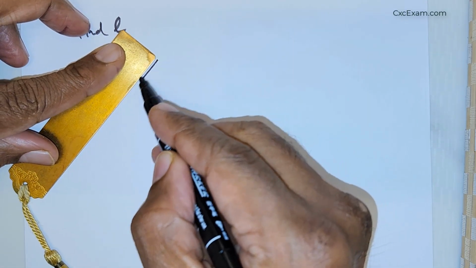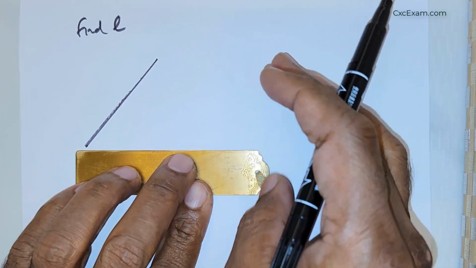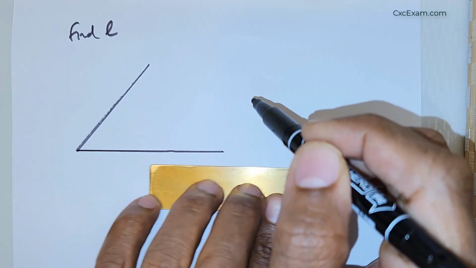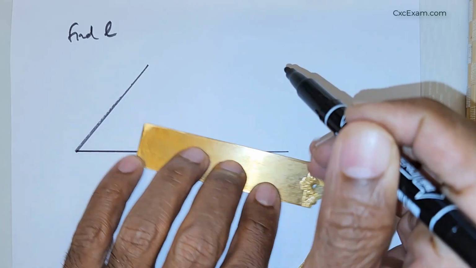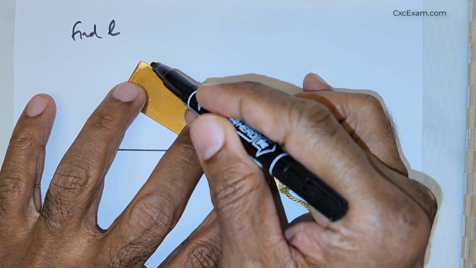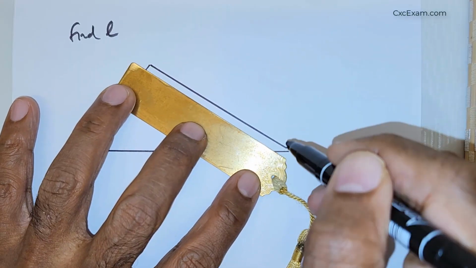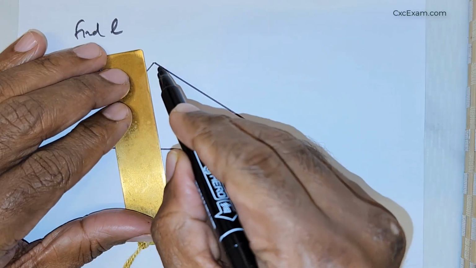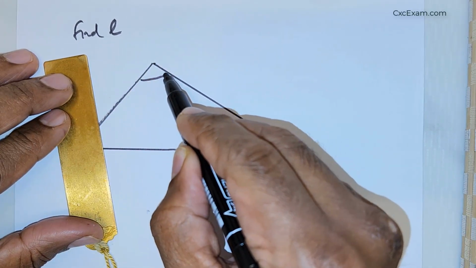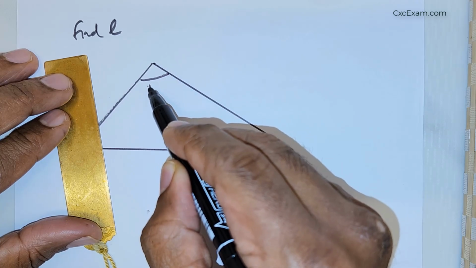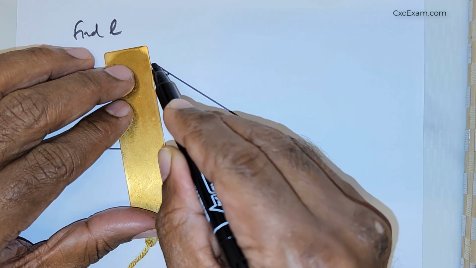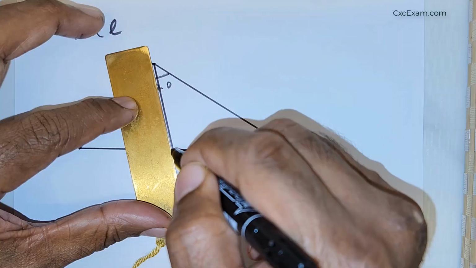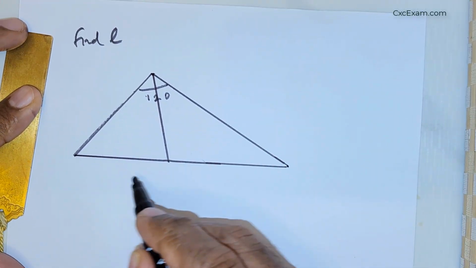This is a popular question appearing on social media. Let me draw the triangle first. Okay. This angle is 120 degrees, but there is a bisector that is hitting this line.